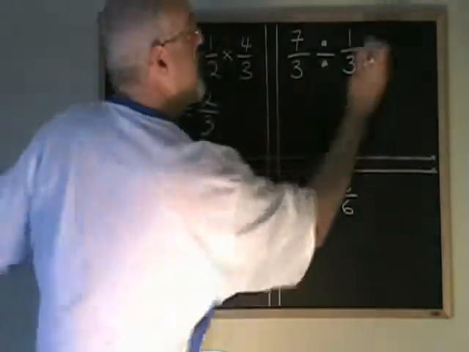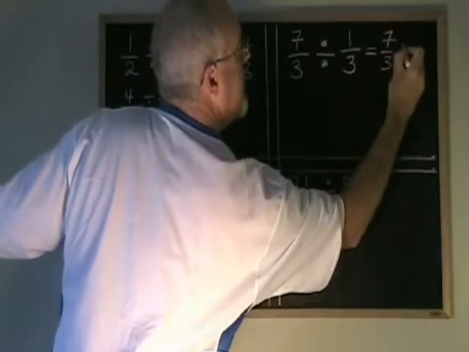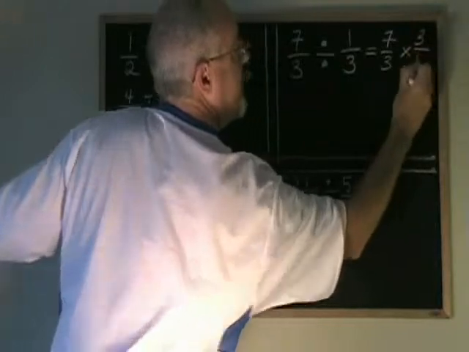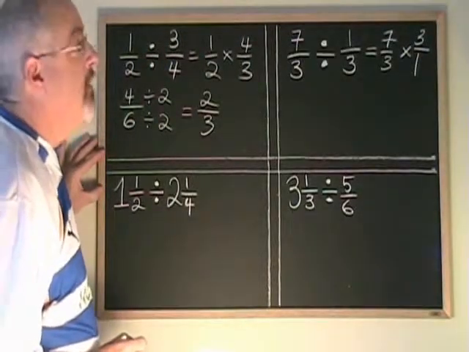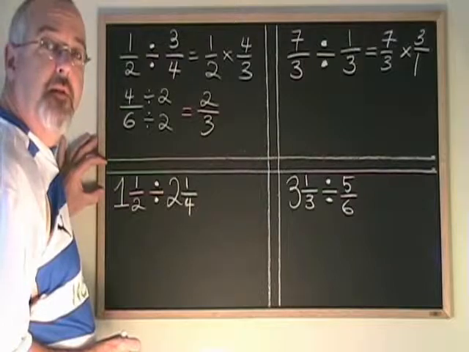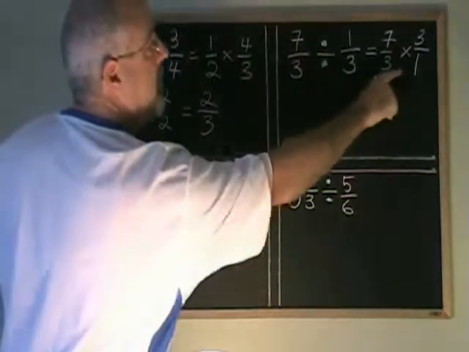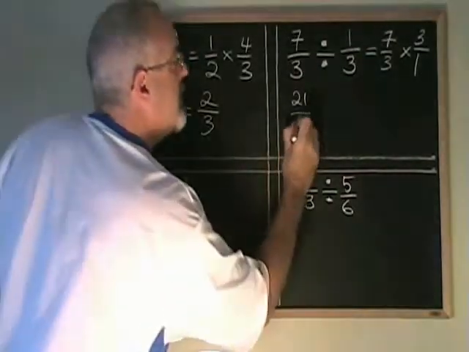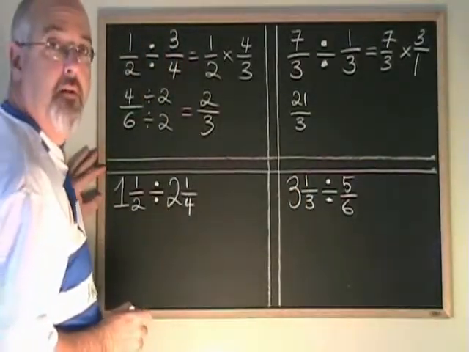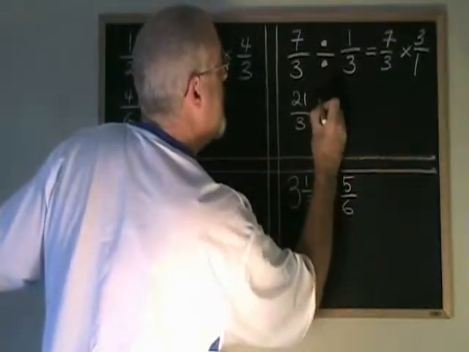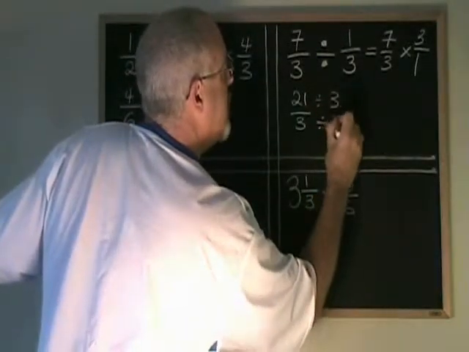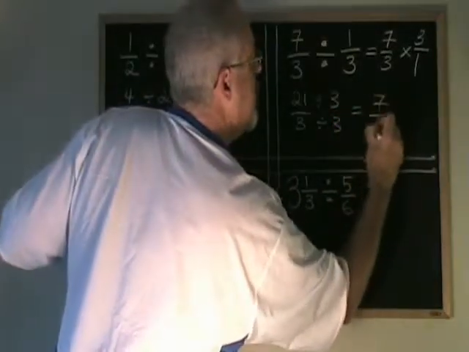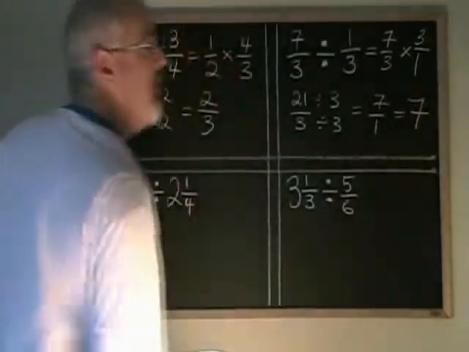I keep the first fraction the same. I multiply instead, and I turn the second fraction upside down. Now this can be simplified with cancelling, but that's a subject for another video. So I'm just going to go ahead and multiply these. 7 times 3 is 21. 3 times 1 is 3. 21 and 3 have a common factor of 3. So I'll divide both of them by 3 to reduce my answer. And I get 7/1, which is equal to the whole number 7.